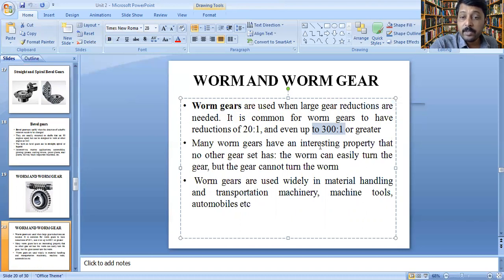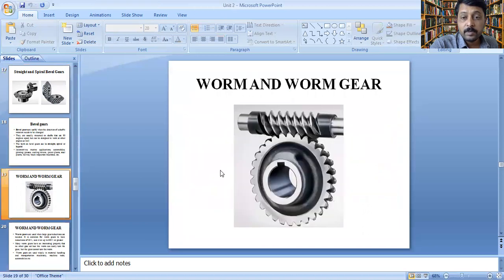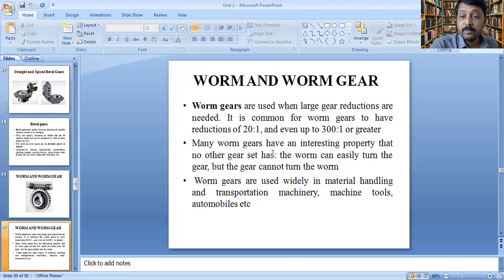Many worm gears have an interesting property that no other gear set has. The worm can easily turn the gear. This is the worm and this is the gear. The worm can easily turn the gear, but the gear cannot easily turn the worm. This is the interesting fact. These are widely used in material handling and transportation machinery, machine tools, automobiles, etc.